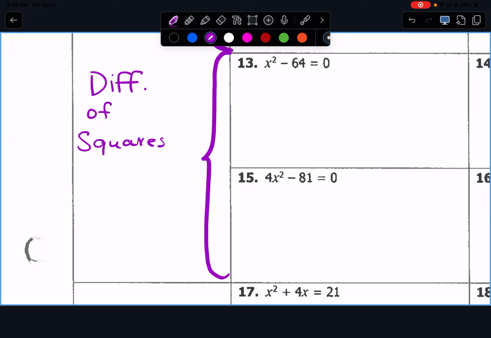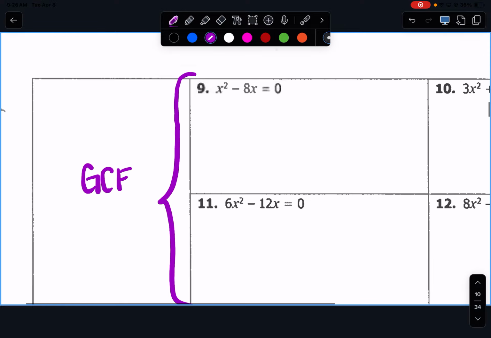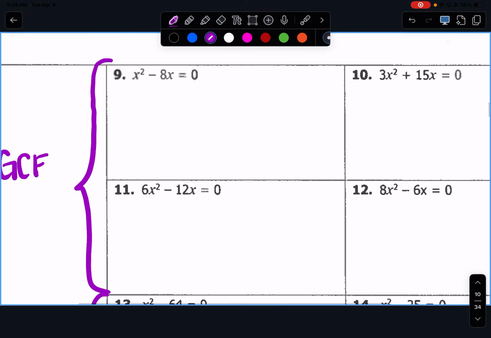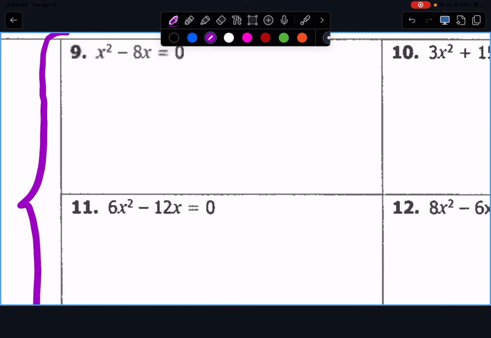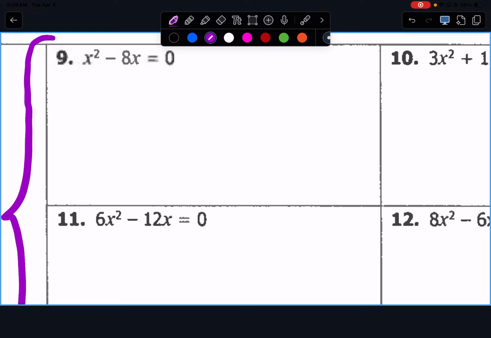So we're going to factor both sets of these. For the first 4, we just take out a GCF. So we are going to do 9 and 11. For number 9, what is our GCF? When we take out a GCF, it is just like dividing by our GCF. So x squared divided by x will leave us with, and then negative 8x divided by x would leave us with.